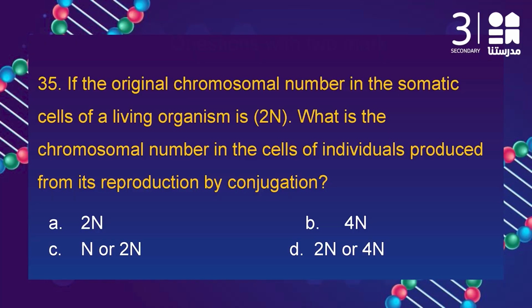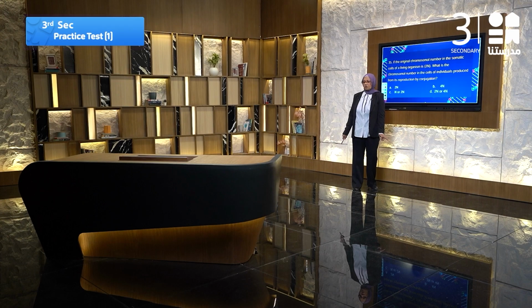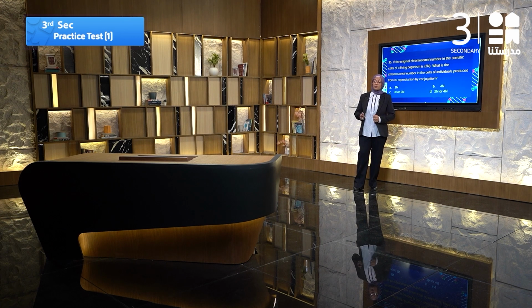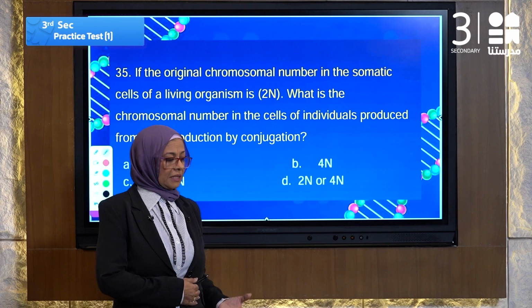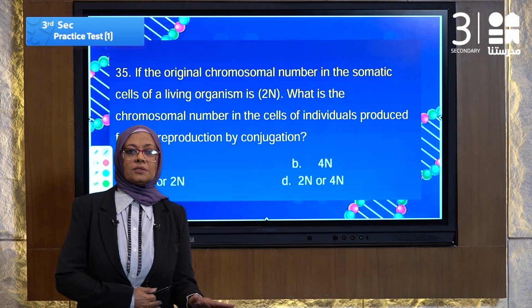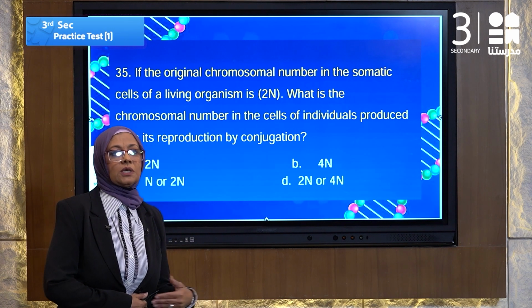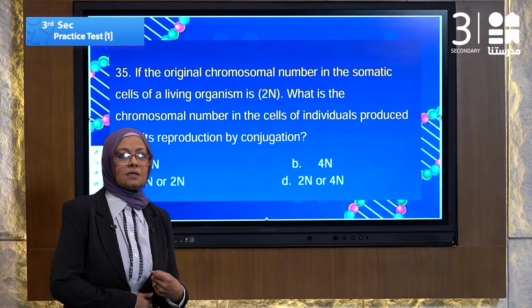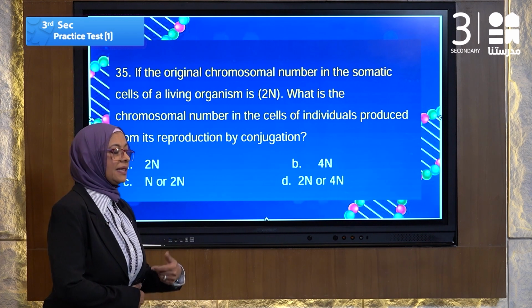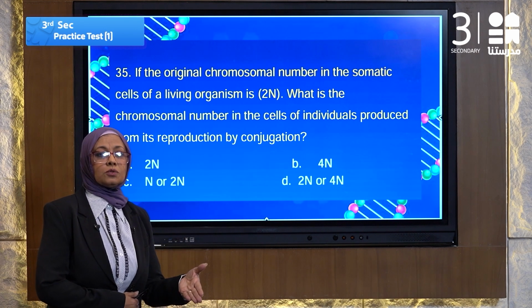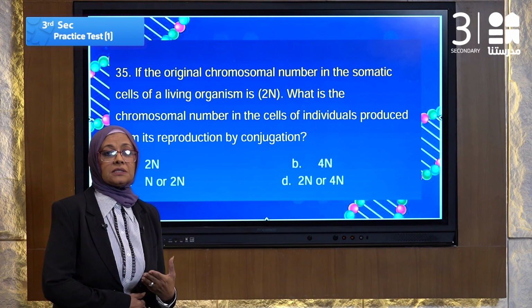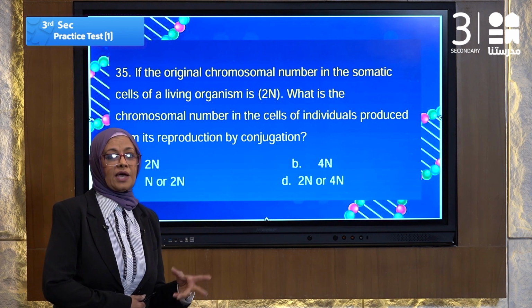Let's go to 35. It asks about the original chromosomal number of the somatic cell of the living organism. There are 2 types of cell: the somatic cell and the reproductive cell. The somatic cell contains the complete number of chromosomes, 2 sets, which means 2n. And the gametes have half the number of chromosomes by meiotic division. They contain n only, not 2n.